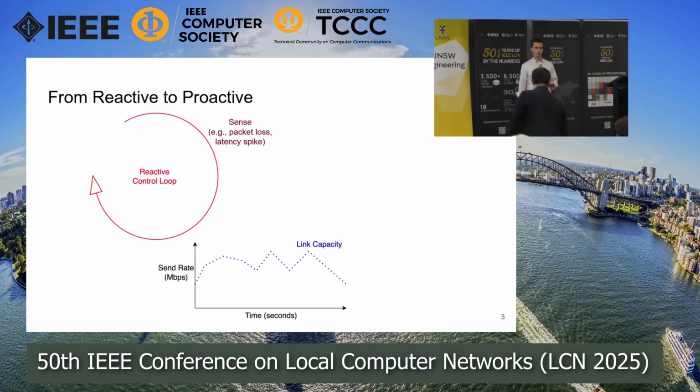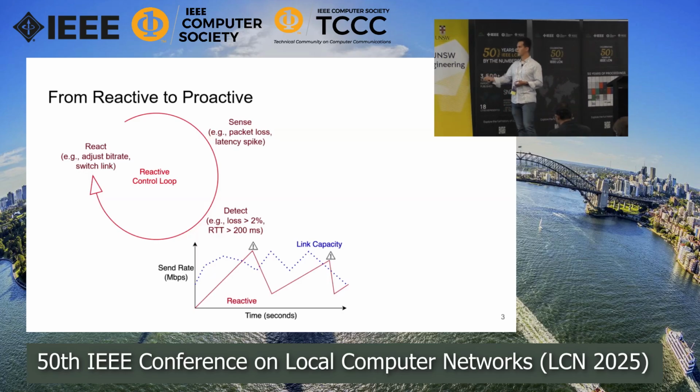This could be some packet loss, this could be maybe some latency spike, and at some point we detect what's happening in the network. This could be a rule-based system where you're just detecting that there is some amount of packet loss, or it could be some fluctuations in the RTT. And of course, at some point you do some sort of adjustment of the traffic. For example, maybe it's adjusting the bit rate, or it could be as simple as switching to a different link that has better characteristics.